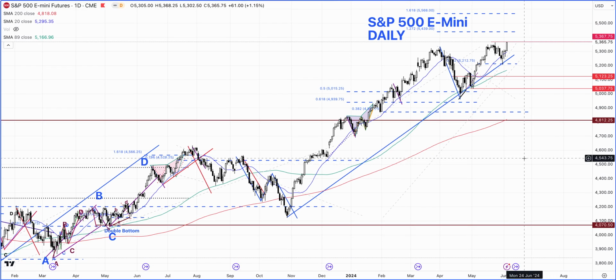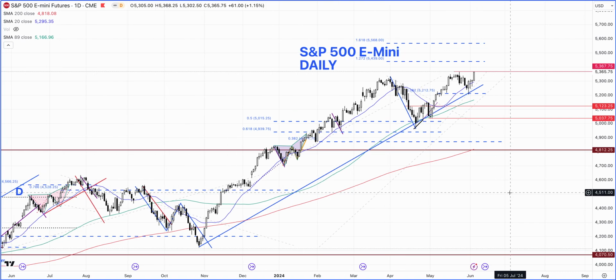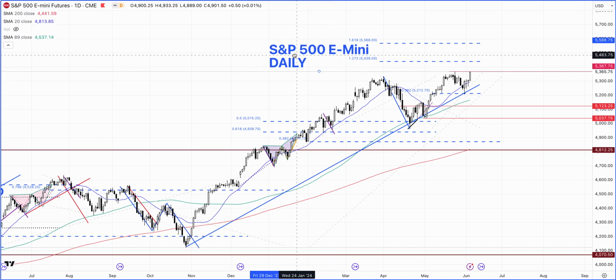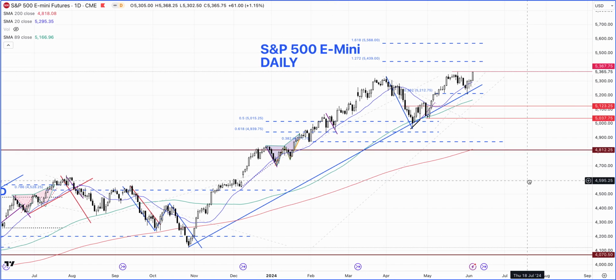S&P 500 E-mini futures. And one of the things to note is that the futures have not taken the high out of 23rd of May. So the high was 53.68 and a quarter, and today also 53.68 and a quarter. So equal highs. So if it had gone up just by one tick, that would have made a new high in the futures, but in the cash it did that.